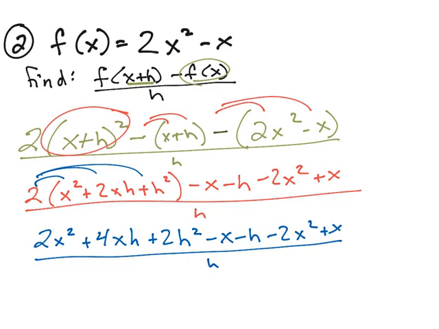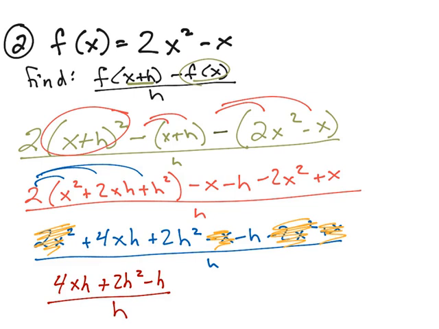Now, what do we have? Let's check out this action. I've got 2x squared minus 2x squared. I've got minus x plus x. Everything else kind of stays as is. So I have 4xh plus 2h squared minus h, all divided by h.